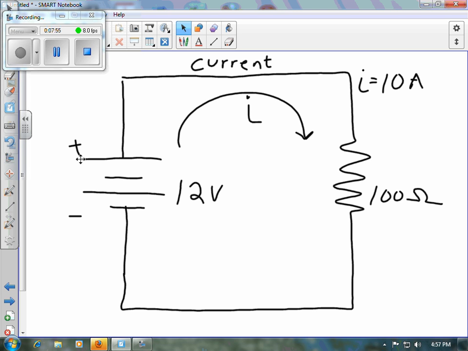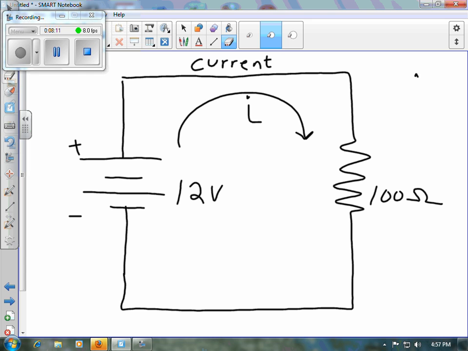Current, I equals 10A. So you got to keep in mind I is the letter for current, but A is the symbol for amperage. A little confusing. You'll get it. It'll make sense once we do a few of these. So the question I have here is, what is the current in this wire?